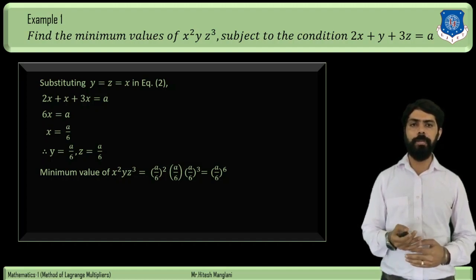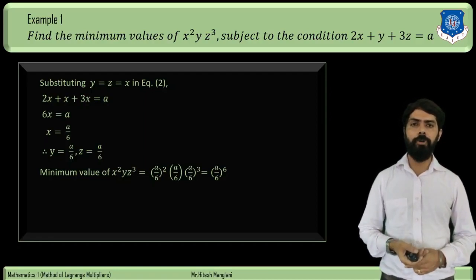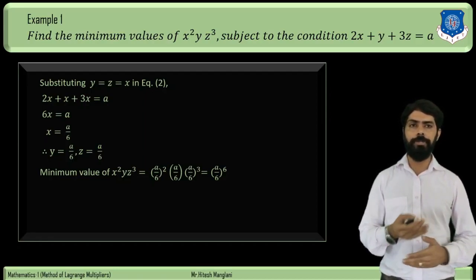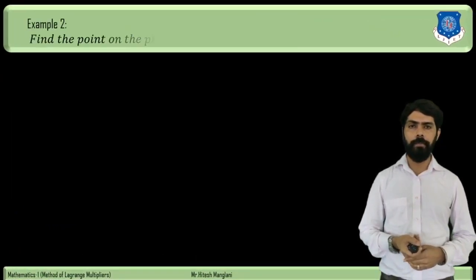So this is the minimum value of the function x squared y z cubed. This is how we can find the minimum value of a function subject to the given condition, that is 2x plus y plus 3z is equal to a. Now let us discuss the second example.